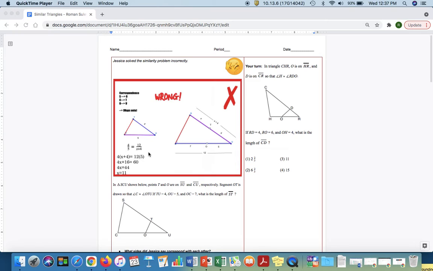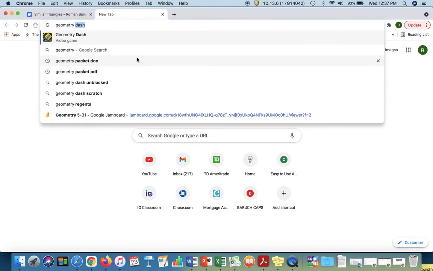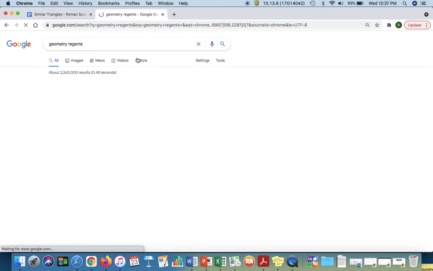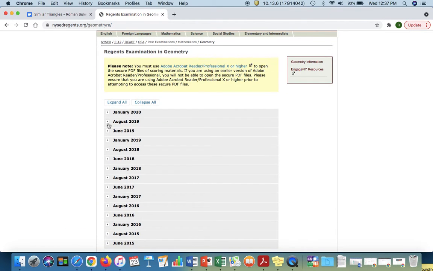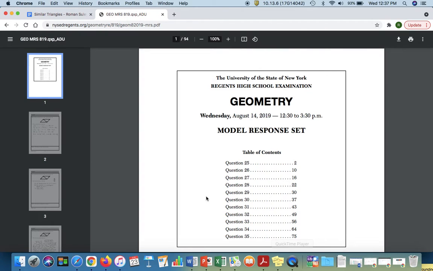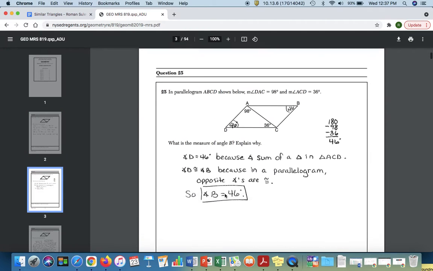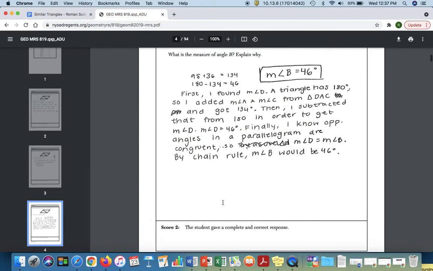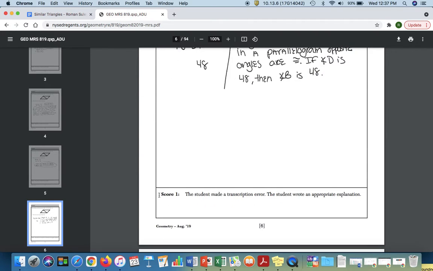One great resource that I am going to mention here is if we go to geometry regions and if we click an exam and we go to model response set, we might want to take a look at model responses that do not get the full score. So here we have a few perfect scores. And if I keep going down here, I'll have a score of a 1 with a certain misconception.